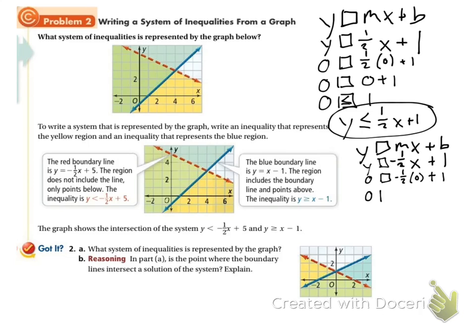I get 0 and 0 plus 1. Again, I get 0 and 1. So it's going to shade this direction. It doesn't have a line because it's dotted. So I'm going to use this symbol in this equation, and I get that y is less than negative 1/2 x plus 1. So those are my two equations for the system.